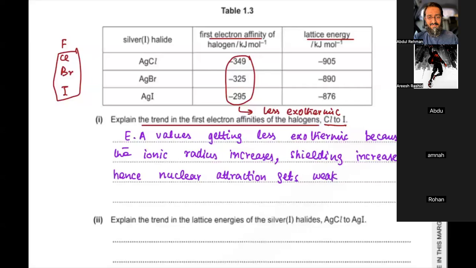Gets weaker. No, both things are going to affect the nuclear attraction, not only the size being increased but also the shielding effect. There are more electron shells, so there are more electrons which are shielding. As a result, the nuclear attraction gets weaker for the incoming electron, because electron affinity is associated with the gain of an electron, isn't it? So the incoming electron. I hope till here it's clear to all of you. If anyone has any confusion till here, please ask.